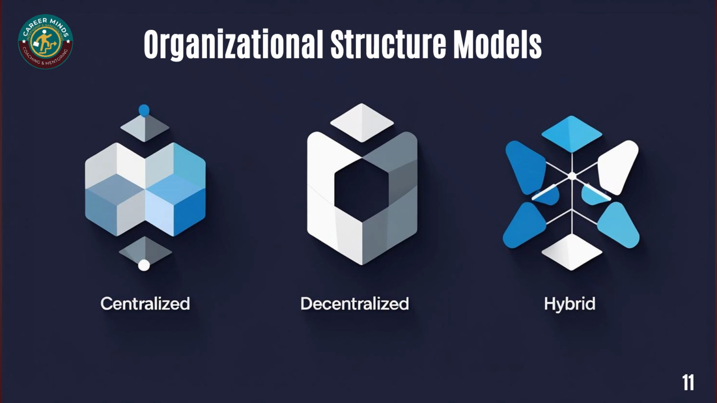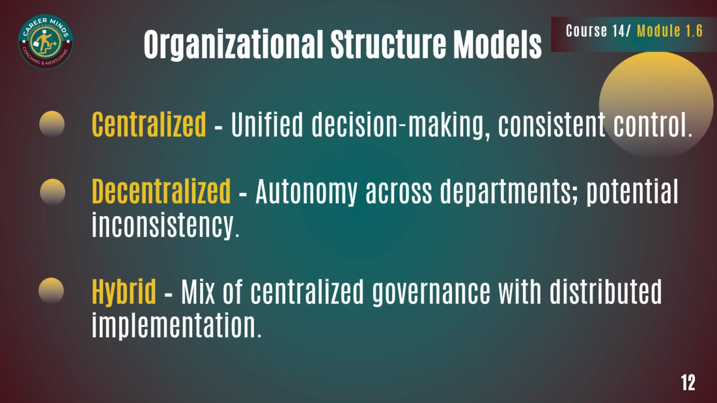Let's zoom out and look at the shape of the organization and how it's structured to support or perhaps even hinder cybersecurity. There are 3 common models. We have centralized. With centralized, all decisions, policies, and controls are managed by a central authority. It's consistent, standardized, and even easier to govern, but can be slow to adapt at local levels because of red tape or bureaucracy.